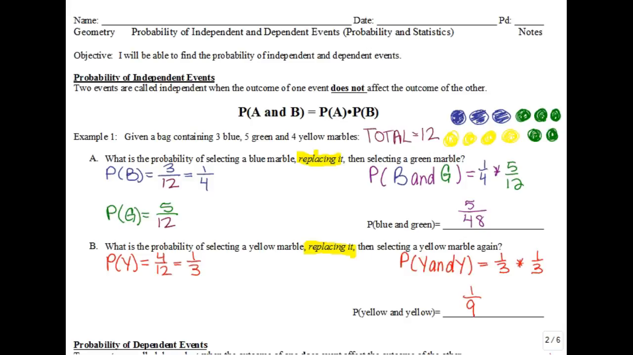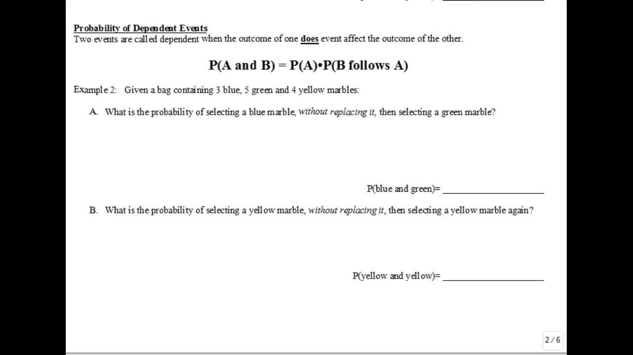The probability is 1/9. So these are independent events where we basically reset the problem back to its original set of conditions. Now let's take a look at some dependent events. This is when one outcome does affect the outcome of the other.